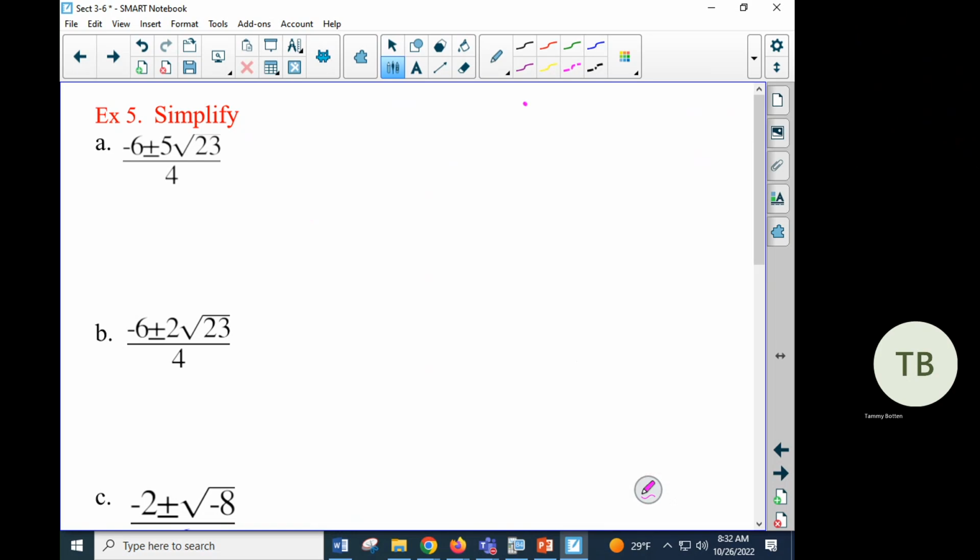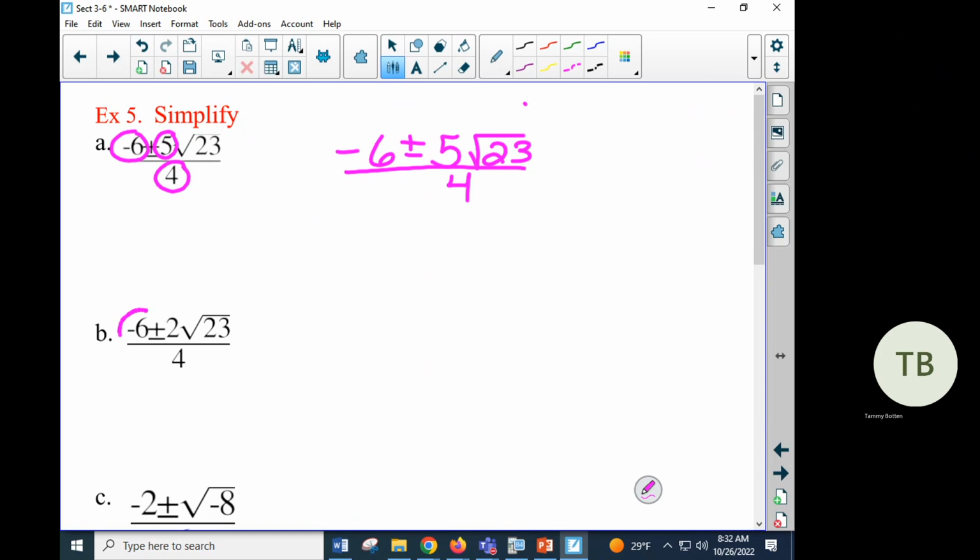So now this is exactly what I was just talking about: can we simplify these? And if you notice, we have a -6, a 5, and a 4. Is there a number other than 1 that goes into all 3 of those? No, right? So then you would just leave it. -6 plus or minus 5 root 23 all over 4. And you can never change whatever's under the root.